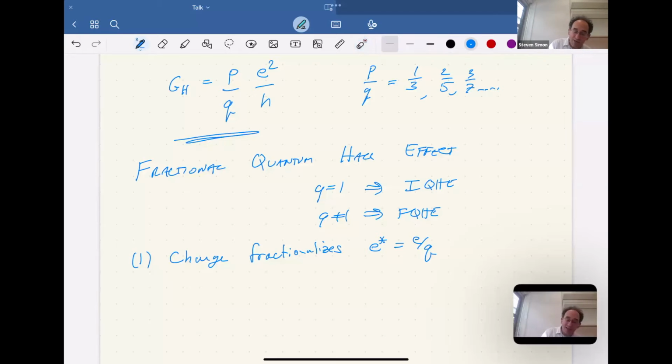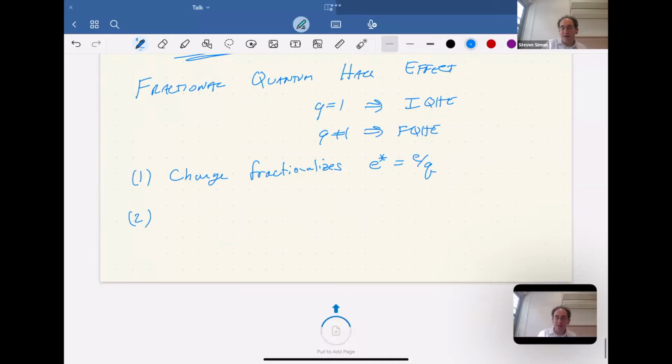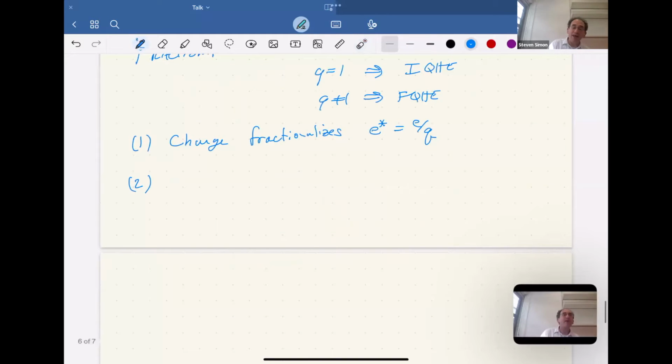But there's a second part, which is kind of equivalent. This is going to get you around this problem. And that is, and these are very closely related, that we insisted in Laughlin's argument that there's a unique ground state.